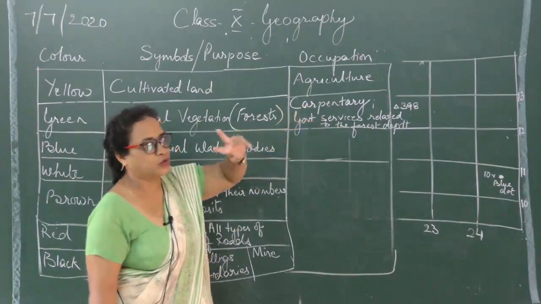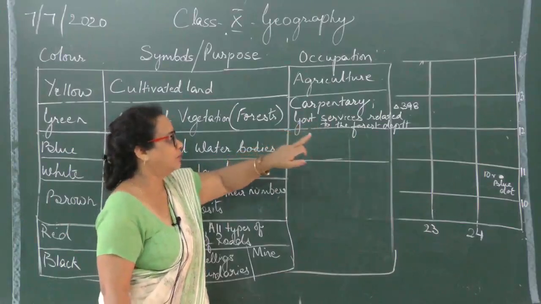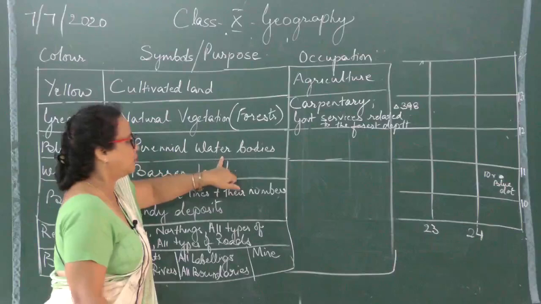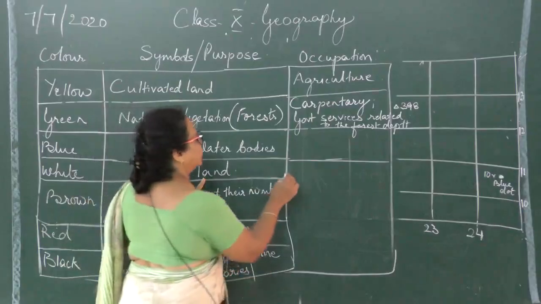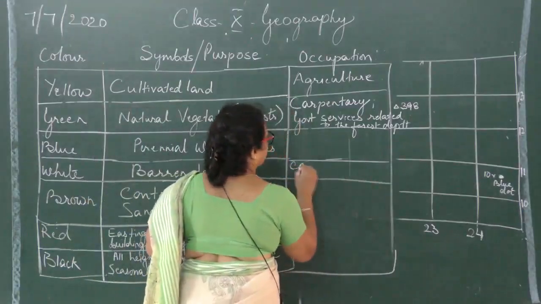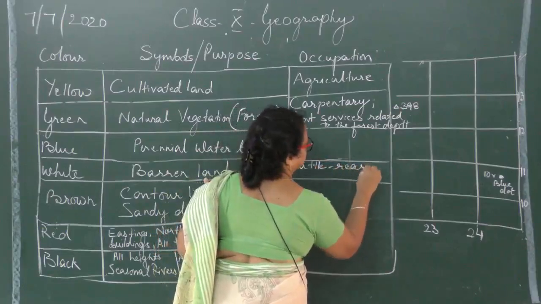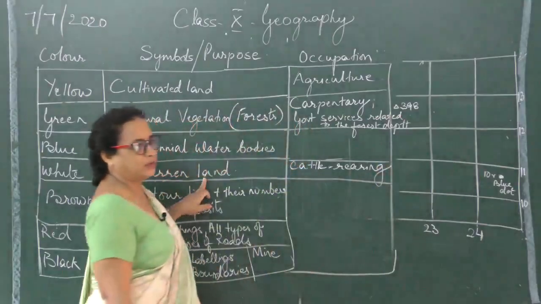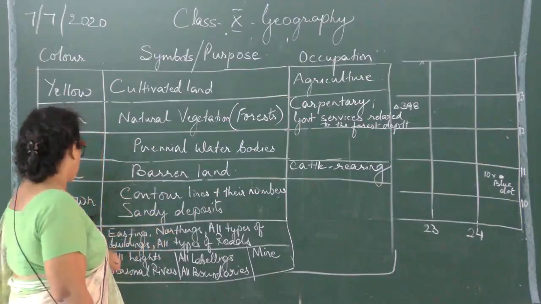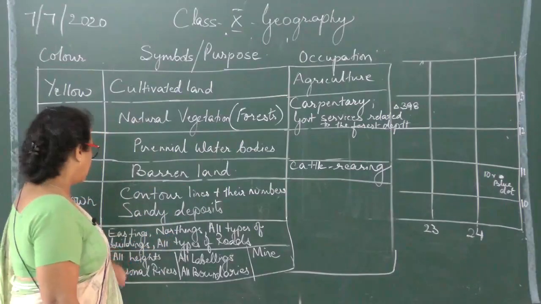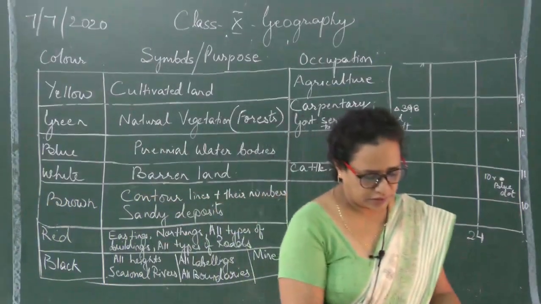Second choice, if you are asked two points to the answer, then it will be government services related to the forest department. Where there are perennial water bodies, again it will be agriculture only, not fishing. Where there is barren land, you will write cattle rearing. Barren means infertile. Cattle rearing. Because they cannot do agriculture, they keep cattle. For contour lines you will not be asked. For the others you will not be asked. Okay, so for these you should be knowing.